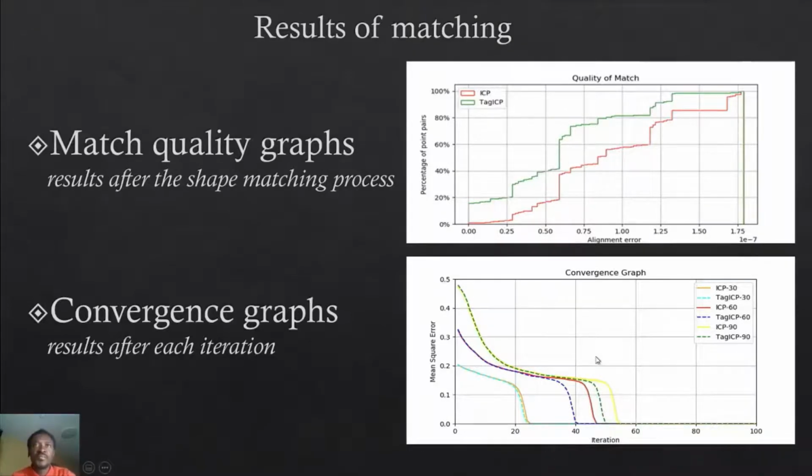The experiment generates two types of graphs, the match quality and the convergence graphs. The match quality graph is a cumulative histogram showing what percentage of points have alignment errors smaller than the value on the x-axis. So a good match would mean this graph goes up very quickly. The match quality graphs represent the quality of the registration based on the percentage of point pairs and the distance between them. This graph shows the quality of the match after the shape matching process is complete. You can see it as a statistical equivalent of viewing the overlap of the shapes after the registration process is complete.